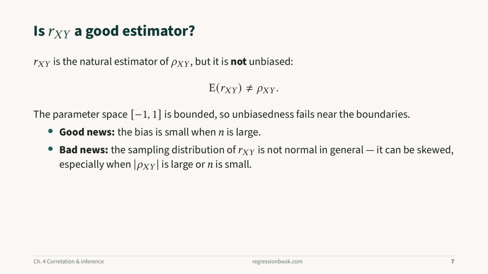Is the sample correlation a good estimator? It is the natural one, but it is not unbiased. Its expectation does not equal the population value, essentially because the parameter space is bounded and unbiasedness struggles near the boundaries. The good news: the bias is small in large samples. The bad news is more serious. The sampling distribution is not normal in general, and it can be quite skewed when the true correlation is large or the sample is small.